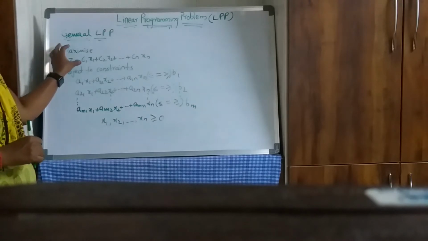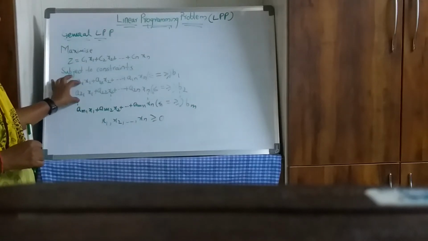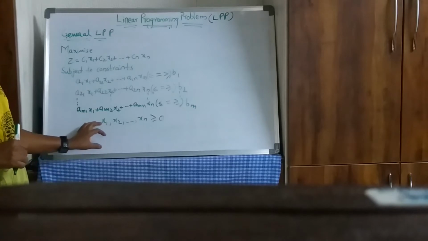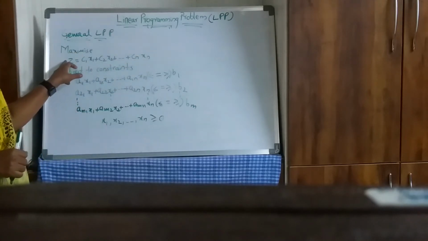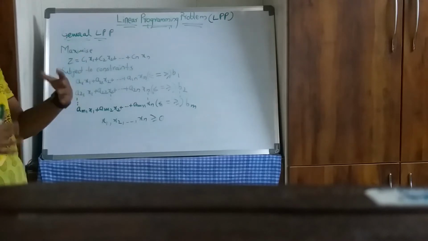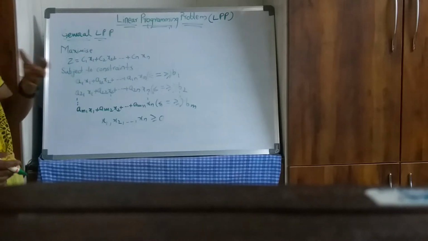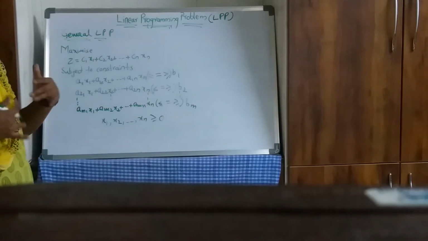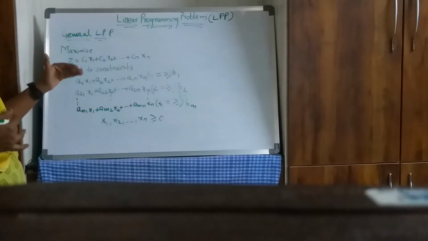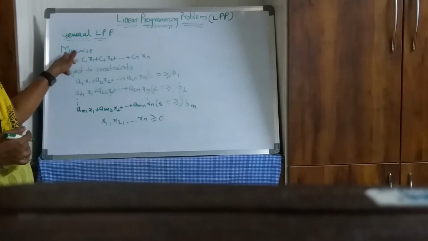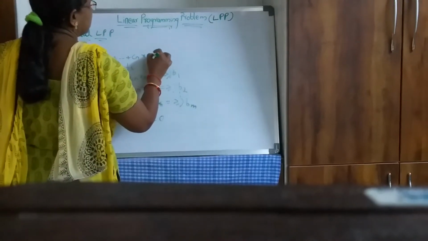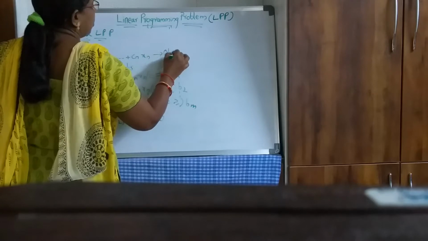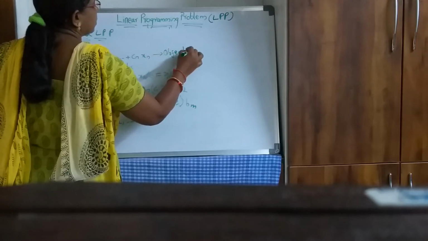So what is this maximize z? What are these constraints? What is this restriction? I'll tell you. This function z is a function which we have to maximize, or it can be minimized. If it is a profit problem, we'll try to maximize it. If it is a minimal cost problem, we'll try to minimize the cost. So this function z is known as the objective function.